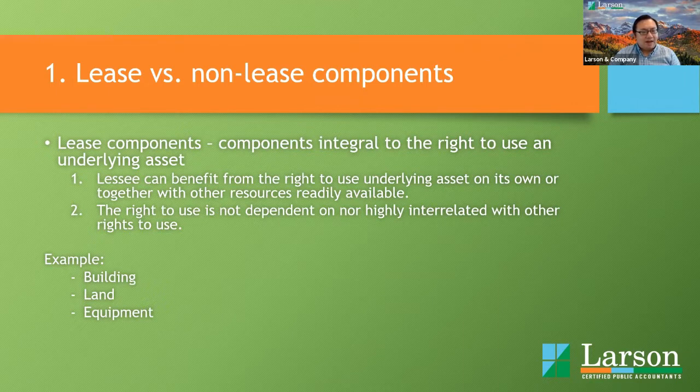So an example of that would be the right to use the building. You may have different payments, maybe variable or fixed, and they're all specified for the right to use the building or land or equipment. Then those would be part of the lease components here.